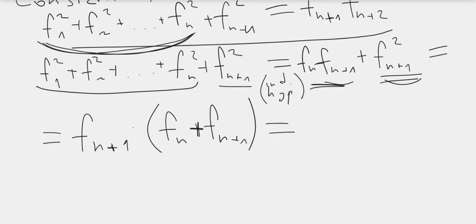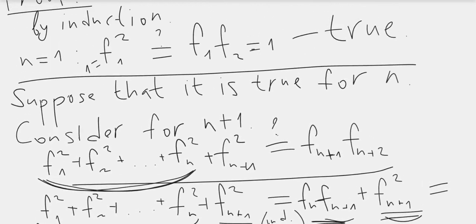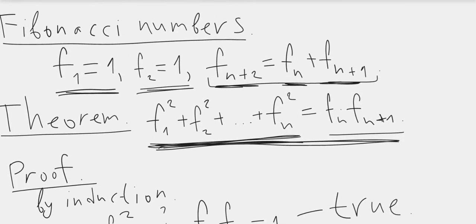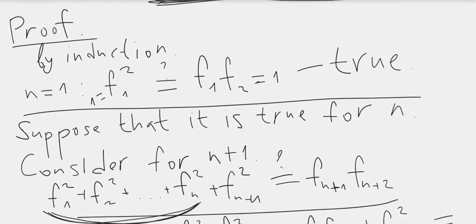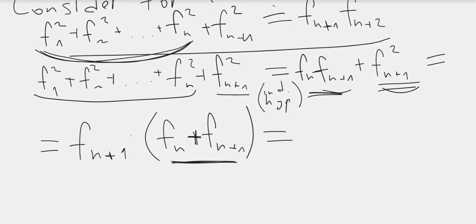Now we notice that this sum is the sum of two consecutive Fibonacci numbers, which by the original recurrent relation should be equal to fn plus 2. So here we write fn plus 1, which remains as it is, and this we rewrite as fn plus 2 by the original recurrent relation.